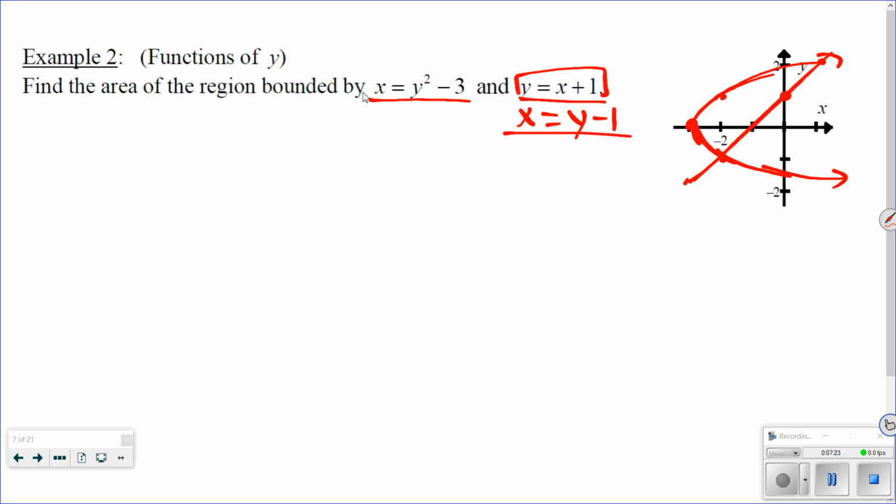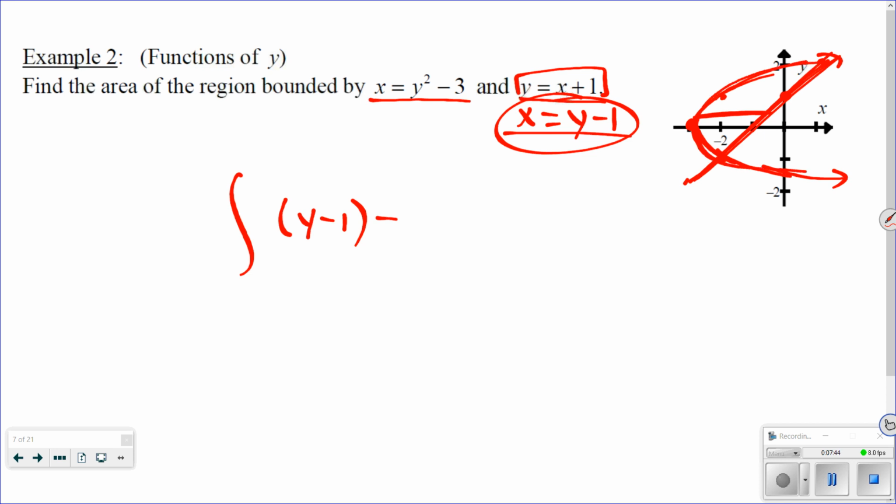Okay, because they're in terms of y, instead of going top minus the bottom, we're going to go right minus left. So if you look at it this way, if you're thinking this direction, the right side is this x equals y minus 1. That's the right side. So when I set up my definite integral, it's going to be y minus 1 minus, and then the left side would be this function over here, which was the y squared minus 3. Make sure it's a dy because it's in terms of y.